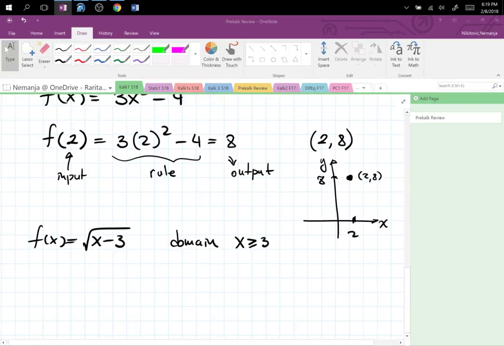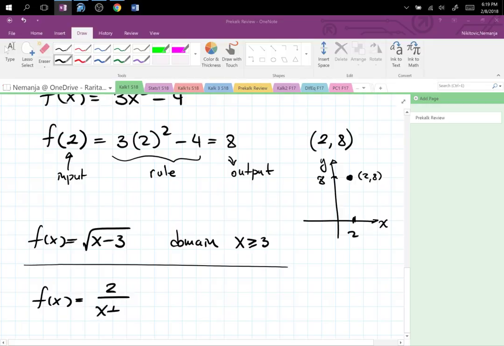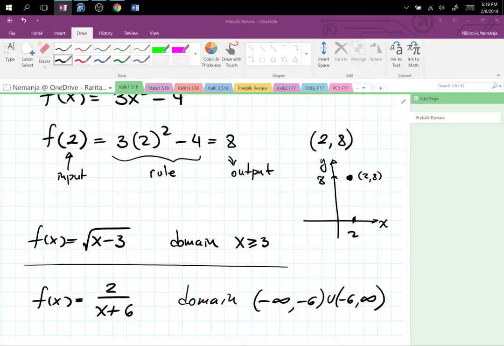You also have a function such as f of x equals, let's say, 2 over x plus 3. Let's not use 3 all the time. How about 6? Over here, domain is everything except negative 6. Negative 6 is not cool because if you plug in negative 6, you are going to get 0 in denominator, and yeah, there you go, explosion.